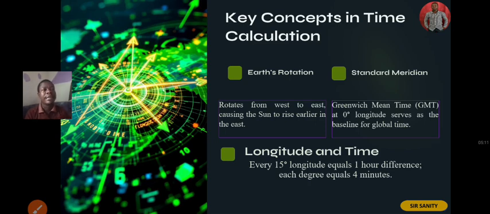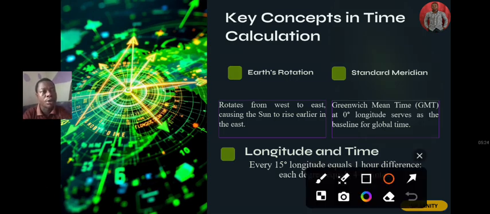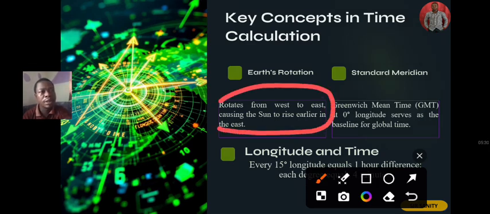Now let's look at some key concepts that you must know in time calculation: Earth's rotation and the standard meridian. The Earth, as I said, rotates from west to east. The Earth, as we all know, rotates from where? From west to east, causing the sun to rise earlier in the east. Then also, the 0 degrees longitude serves as the baseline for global time.